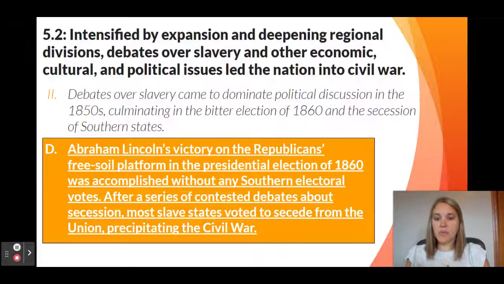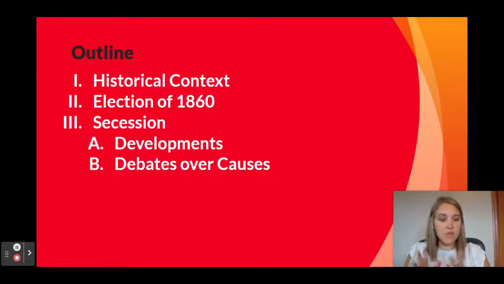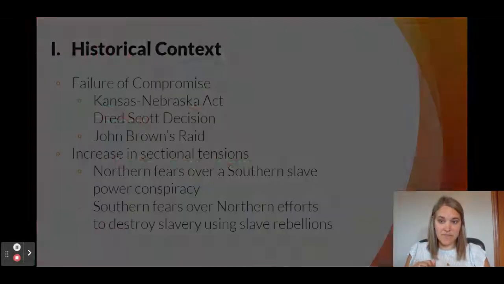Abraham Lincoln's victory on the Republicans' Free Soil platform in the presidential election of 1860 was accomplished without any Southern electoral votes. After a series of contested debates about secession, most slave states voted to secede from the Union, precipitating the Civil War. So we're going to do a brief historical context, talk about some of the nuts and bolts of the election of 1860, and then discuss not only the developments of slavery, but also the long-standing historical debate over the causes of secession.